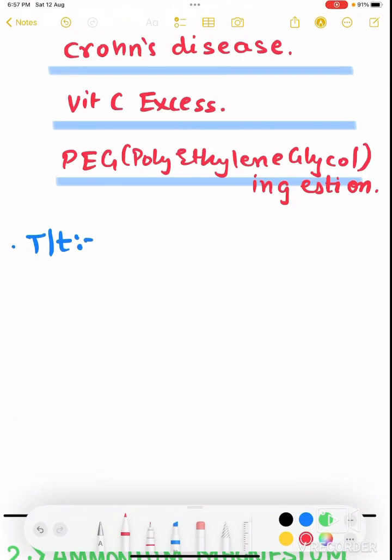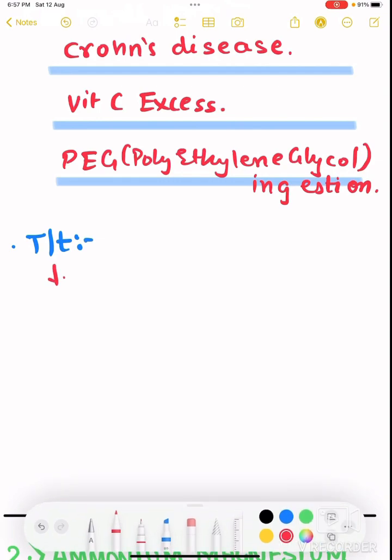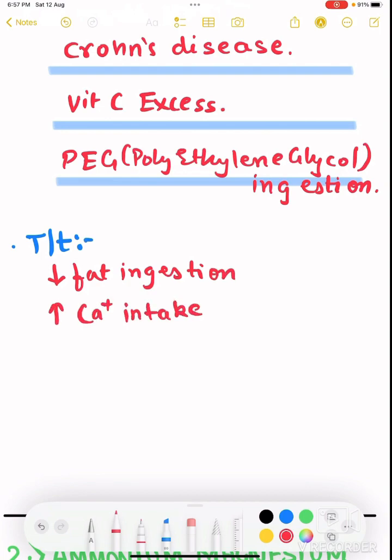What is the treatment of calcium oxalate stone? The treatment is decrease fat ingestion, right? Increase calcium intake in diet, right? It may be surprising to you because calcium is a component of the calcium oxalate stone, but still we have to increase the calcium in the diet.